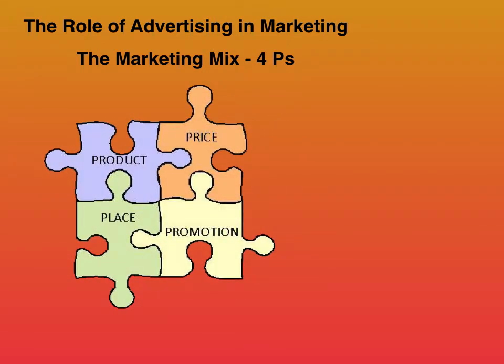Let's talk about the marketing mix. The marketing mix refers to four primary areas of decision making in marketing. You have product, you have price, promotion, and place. Place is the same as distribution. Advertising is part of promotion. It plays an important role in bringing the marketing mix decisions to life in the market.